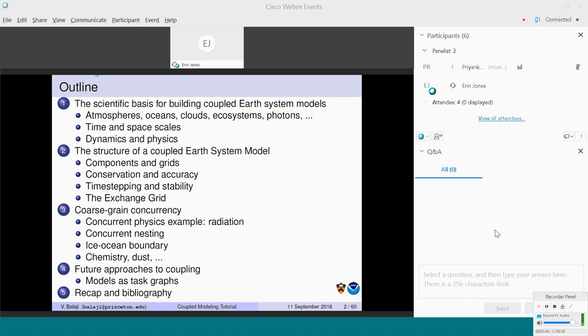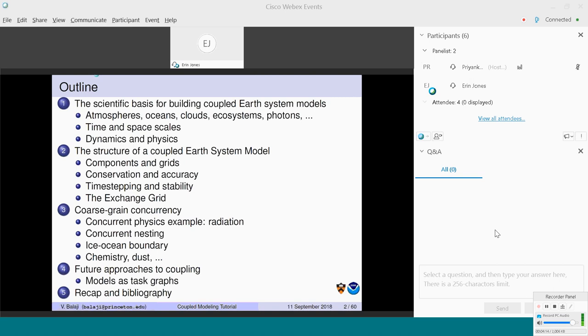Then we'll get into some of the coupling algorithms: how you step time forward in a coupled model and how you maintain stability, because in time stepping you can have a lot of things that give rise to instability. I'll talk about one particular feature that actually helps a lot with the issues of conservation and time stepping, which is called the exchange grid. I'll spend a fair bit of time describing how that works. This will be one particular implementation, one I've worked on for a long time.